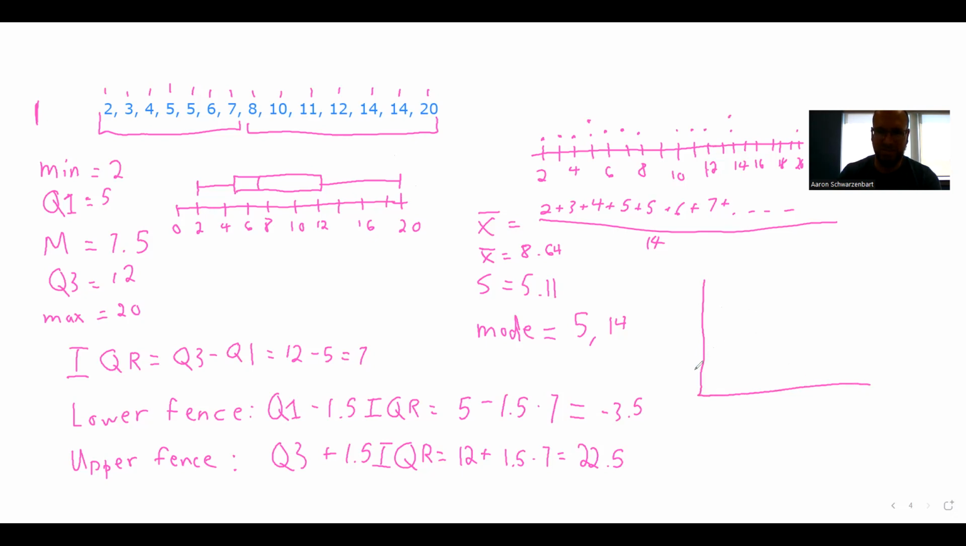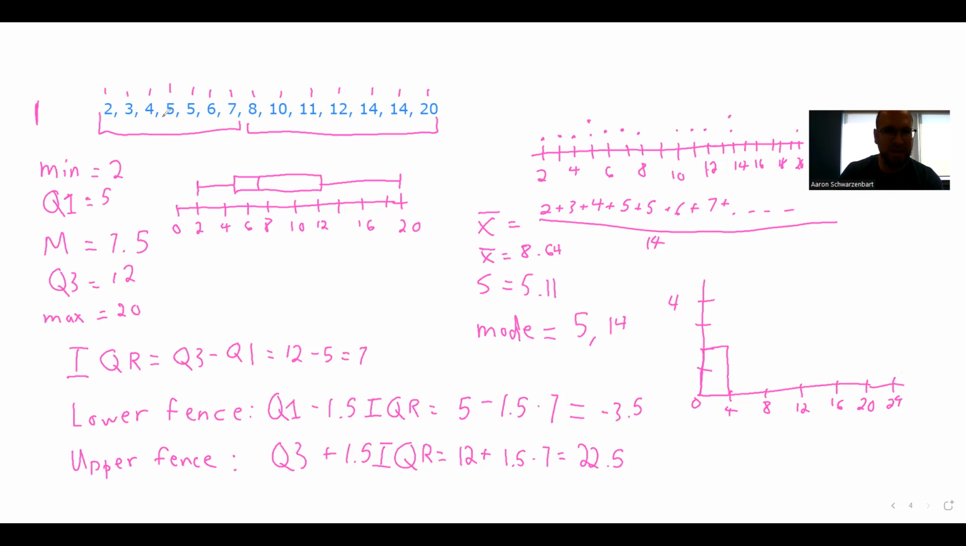I could also make a histogram of this data. The y-axis, I'm going to put kind of 1, 2, 3, 4. The x-axis, I'm going to do 0, and I'm going to make groups of 4. And remember, I'm always going to do from 0 to 4, but not including 4. I've got 2 numbers there between 0 and 4. So I'll make my histogram go up to 2.